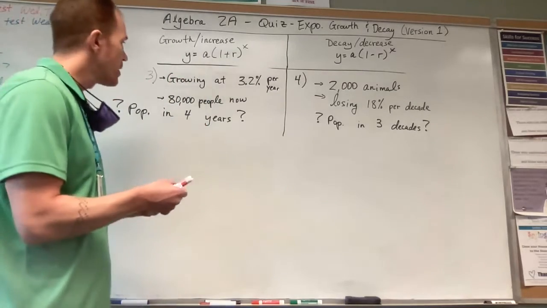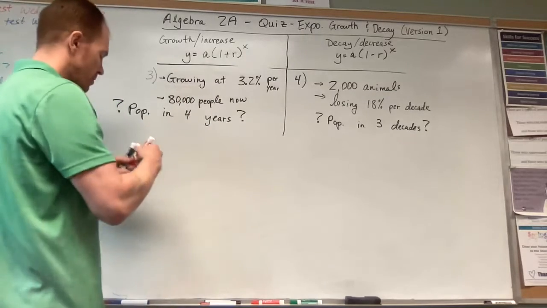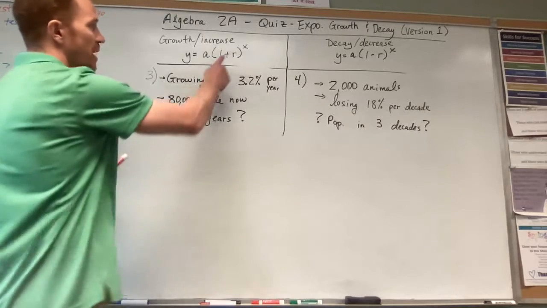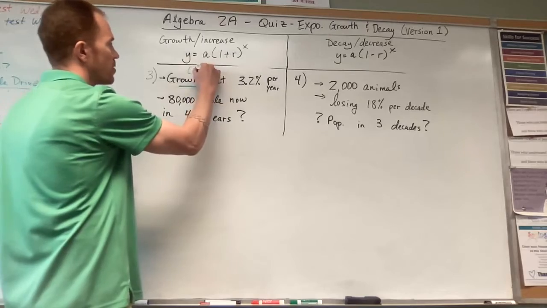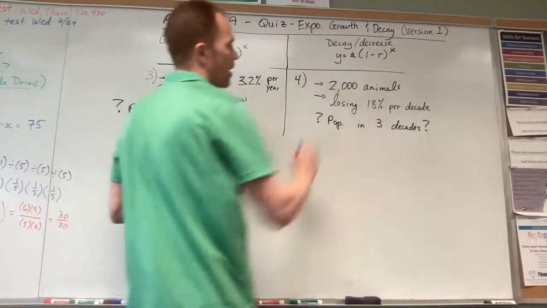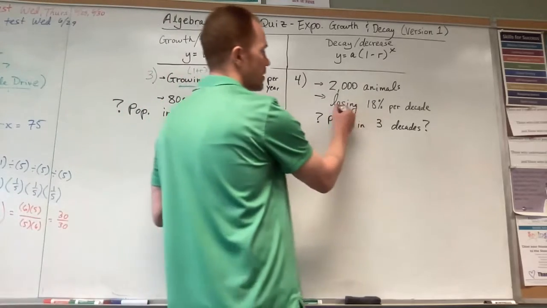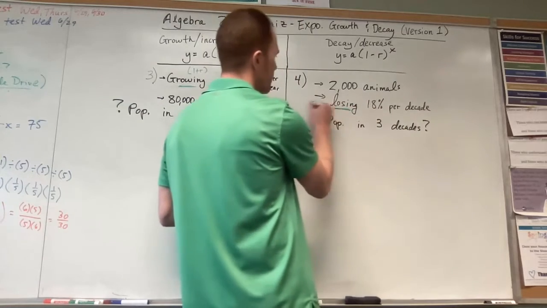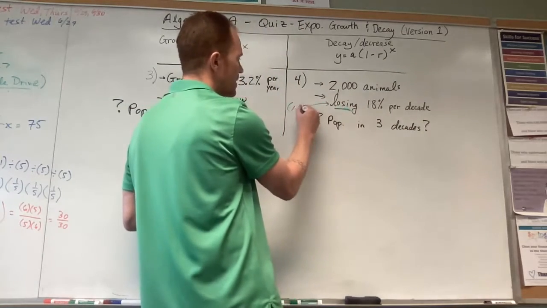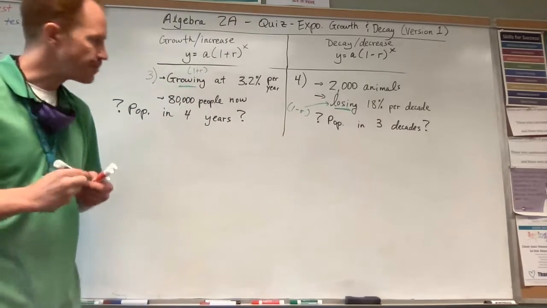decay. So again, with growing, with this right here, let's do this in green. Growing tells me I can do the 1 plus r instead of 1 minus r. Number 4, I'll jump ahead a little bit here. Number 4 says we're losing a certain percent, so that tells me that I can do 1 minus r. I'm going to do this equation or expression instead.